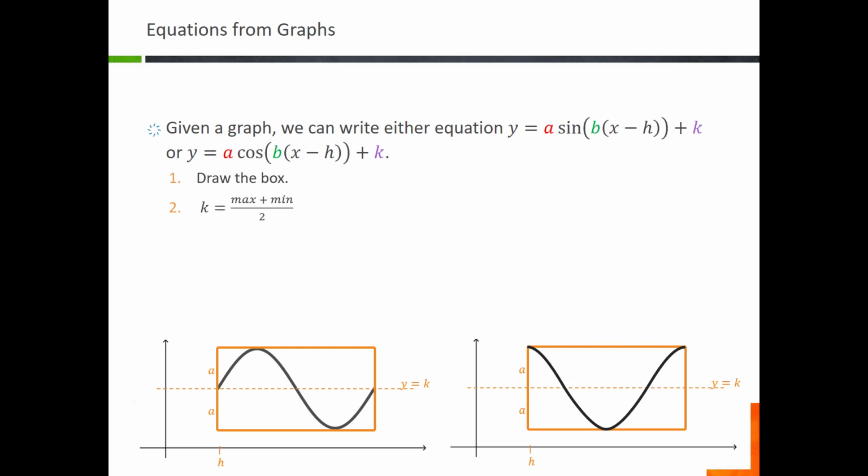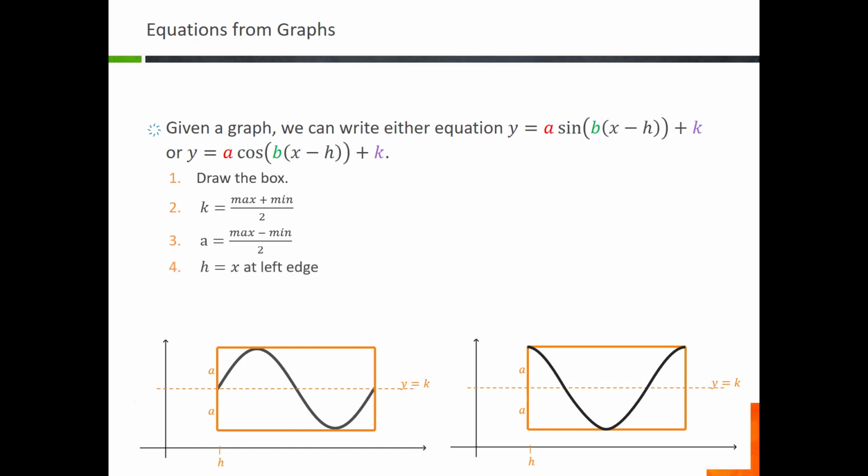We then can find the value of k. And to find the value of k, we just need to figure out what is the top of the box and what's the bottom of the box and find their average. So take the maximum value plus the minimum value and divide by 2, and that gives you k. Very similarly, we can find the amplitude, which is half the distance between the top and the bottom. So if you take the maximum minus the minimum, that's the total distance, so you divide it by 2, and that will give you the amplitude, because remember, the amplitude is from the middle to the top or from the middle to the bottom. So max minus min over 2 gives you your amplitude.